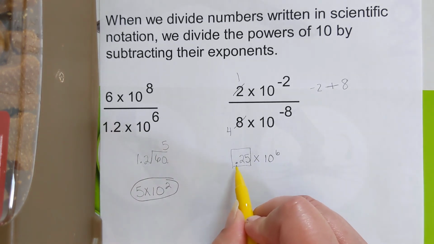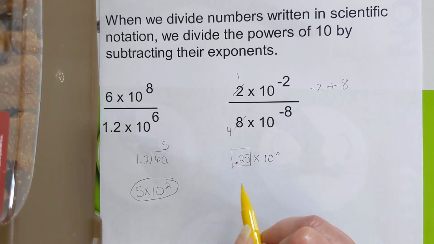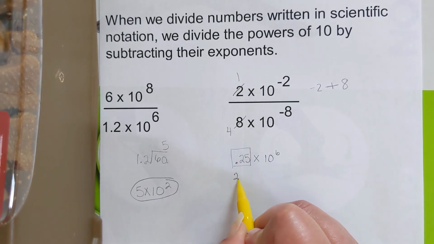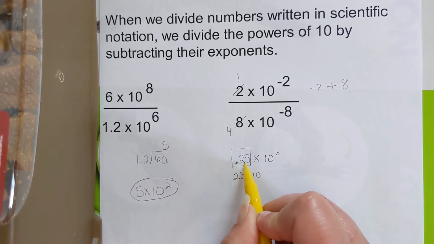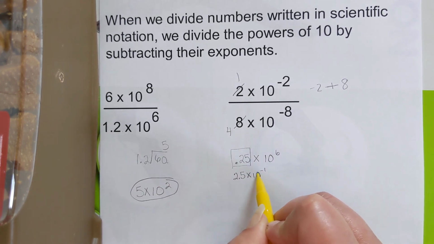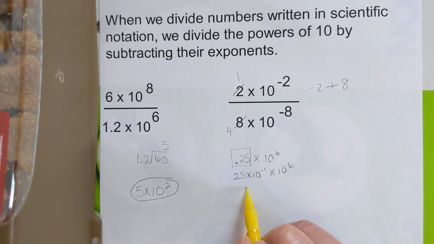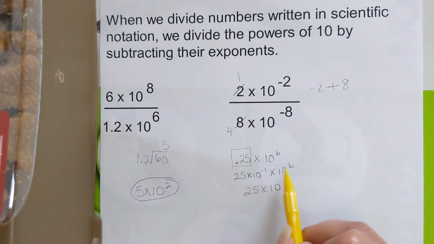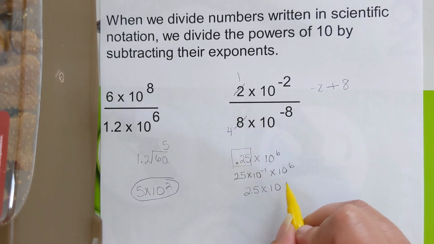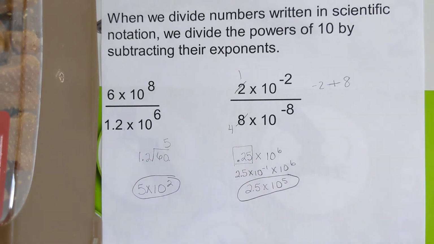So we know how to simplify these, so I'm going to take my 0.25 and write just that part in scientific notation. So that would be a 2.5 times 10 to the negative 1. I still have times 10 to the 6th. So I have 2.5 times 10 to the negative 1 plus 6 is 5. So 2.5 times 10 to the 5th.